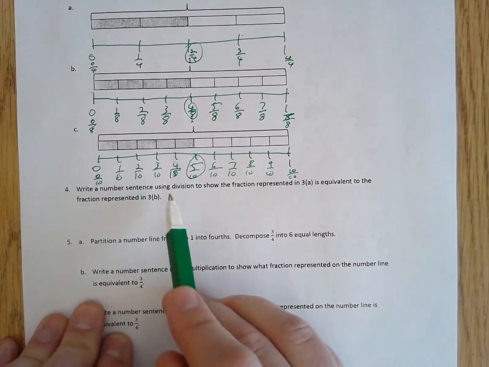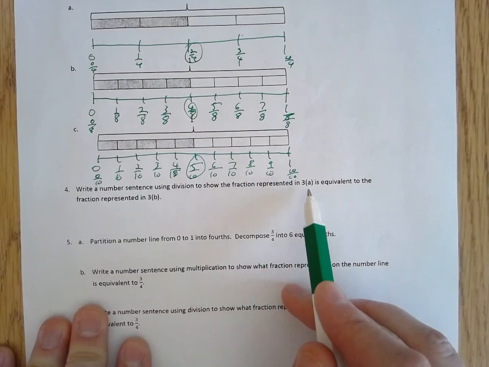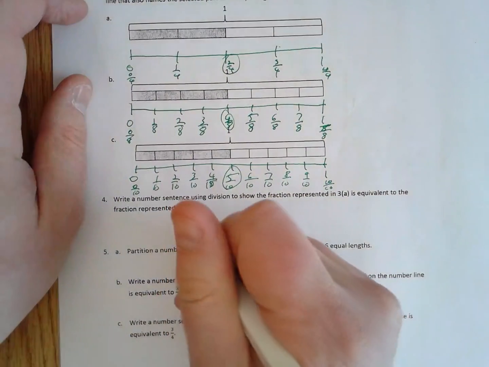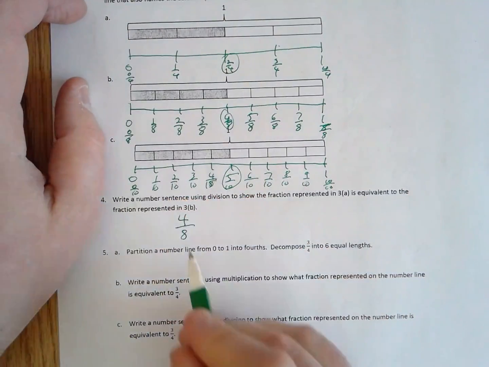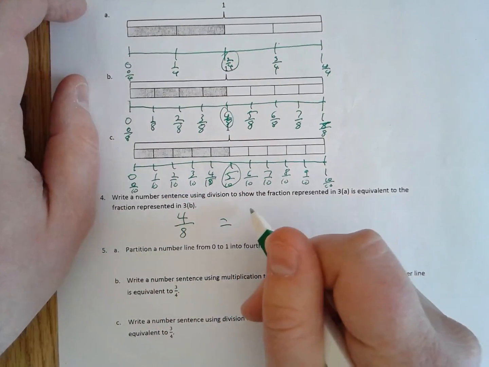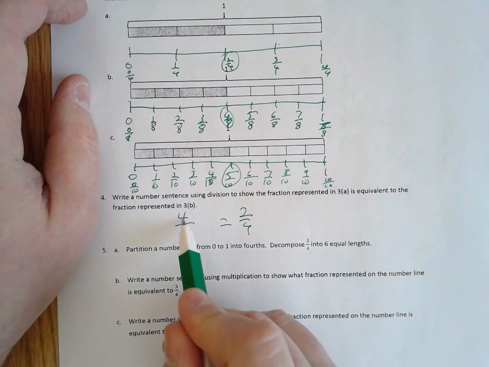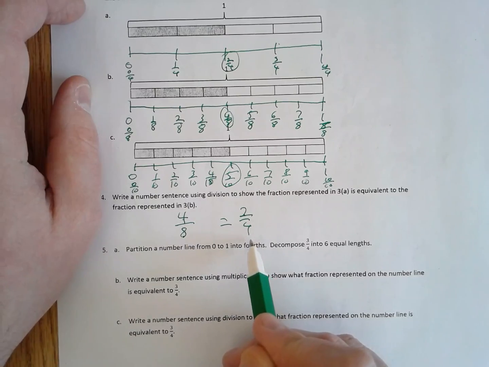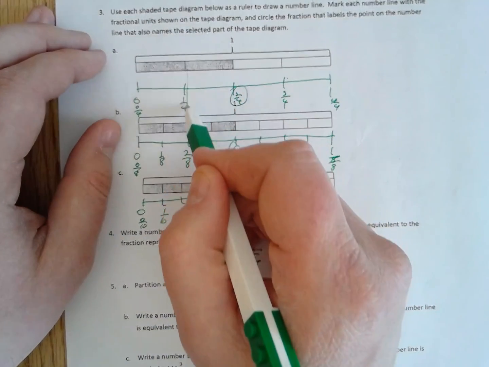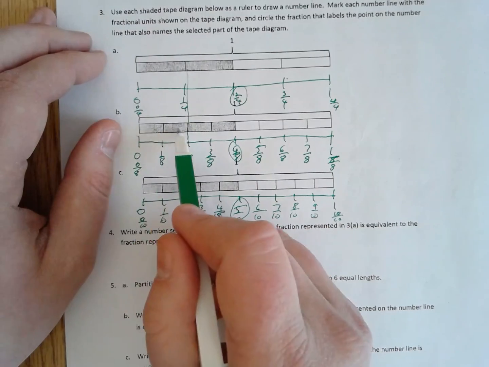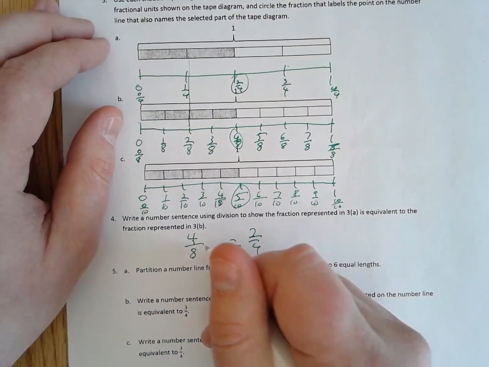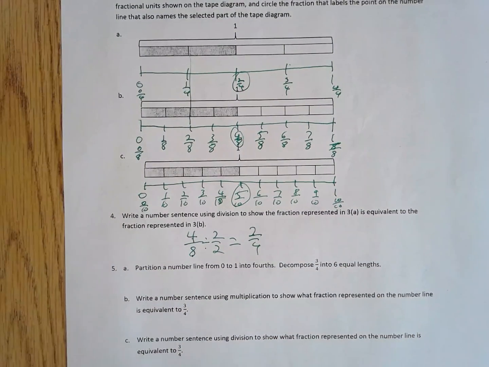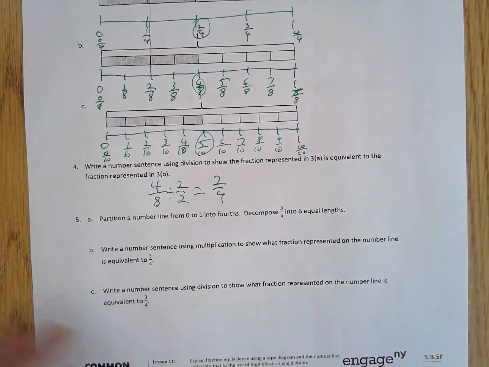So now write a number sentence using division to show the fraction represented in 3a is equivalent to the fraction represented in 4b. So when you do the division, you have to write the fraction with the larger numbers in it first, equals 2/4. So what are we dividing 4 by to get 2? What are we dividing 8 by to get 2? So if we look up here, if we look at the one part, we have 2 parts per part on that one, so we're going to be dividing by 2 over 2.